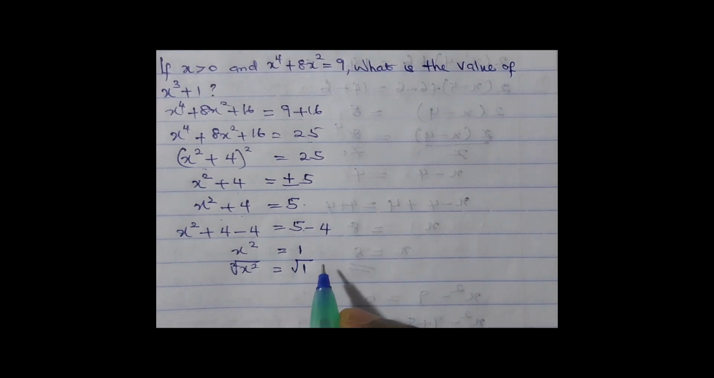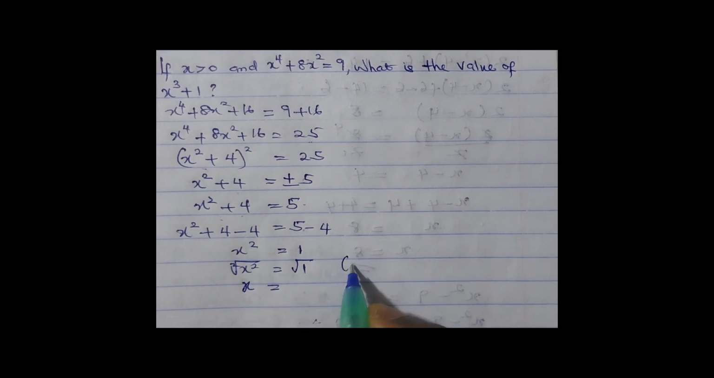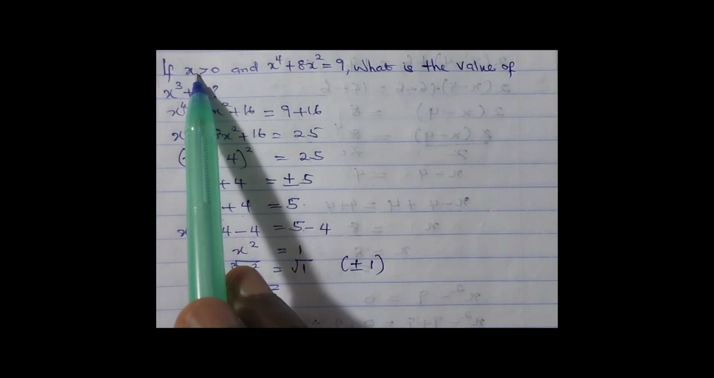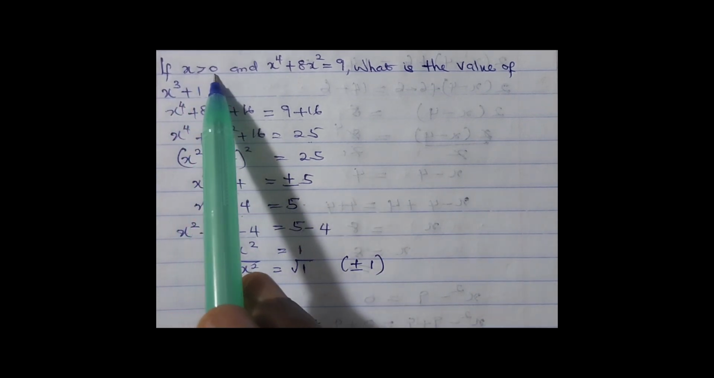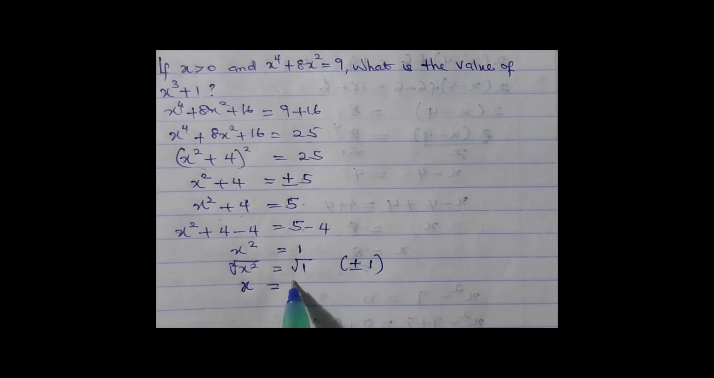But we know that the square root of x squared is x, while the square root of 1 is plus or minus 1. But from the given equation up here, we know that x is greater than 0, so we will not be making use of the negative 1. We'll use the value of x is equal to 1.